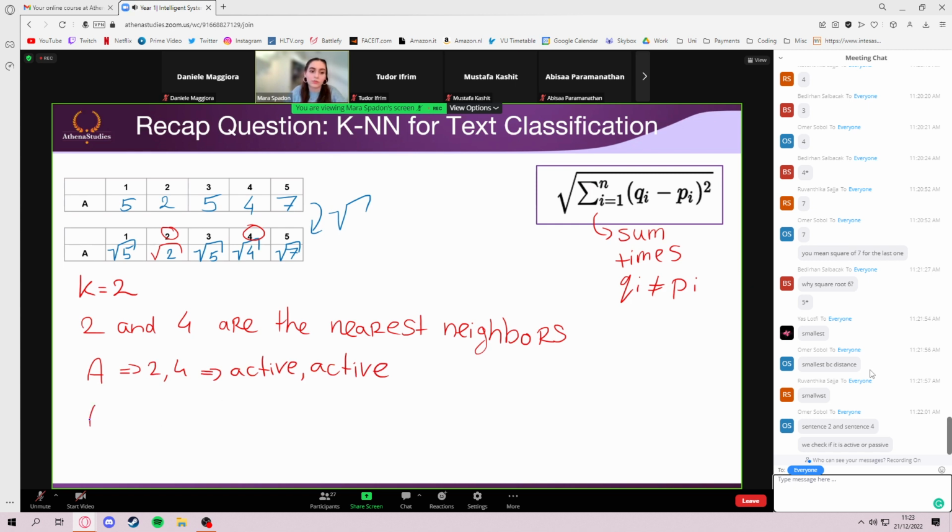So A will be active, right? That's based on its nearest neighbors, which both have a label that is active. We will classify A as active based on the 2 sentences that it is most similar to, which are 2 and 4, its nearest neighbors. So that is why A will be classified as active.